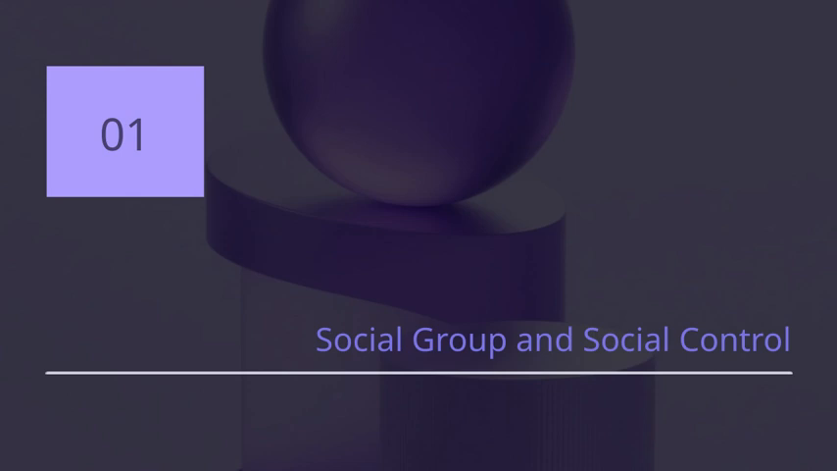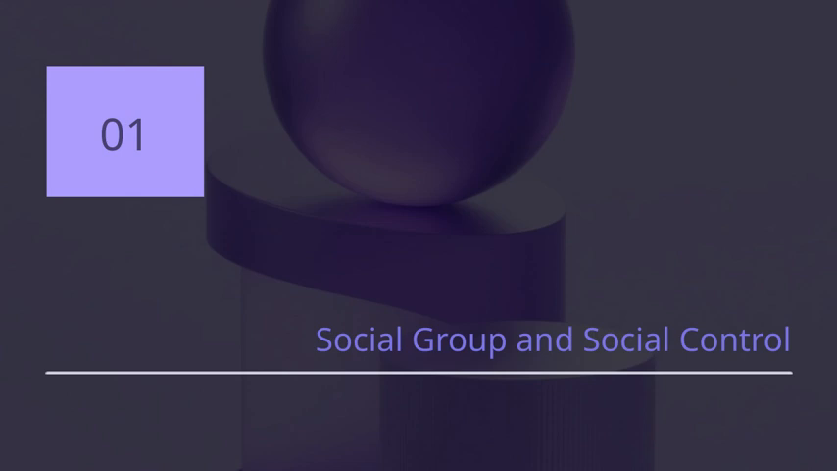Now, social control refers to the mechanisms that regulate individual and group behavior to ensure societal stability. It can be formal, like laws and regulations, or informal, such as social norms and expectations. These controls help us conform to accepted standards and maintain order within the society.